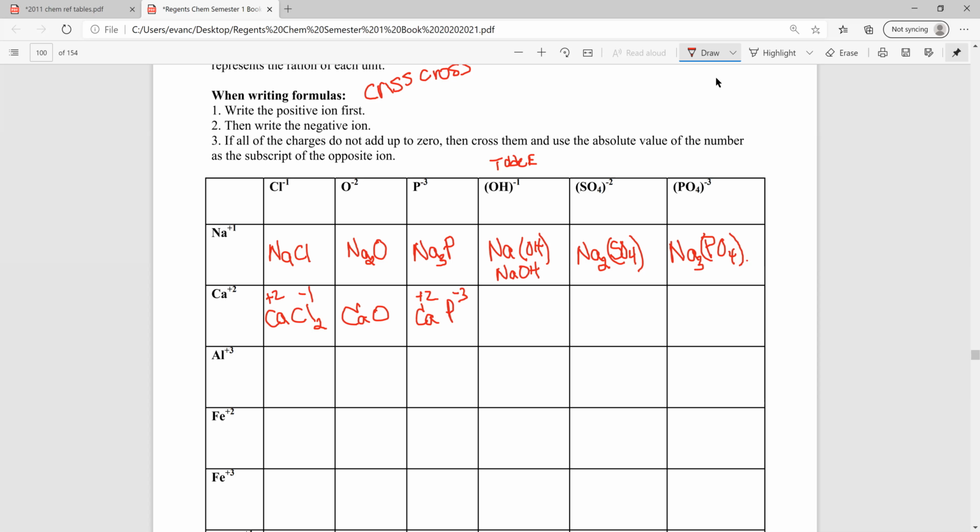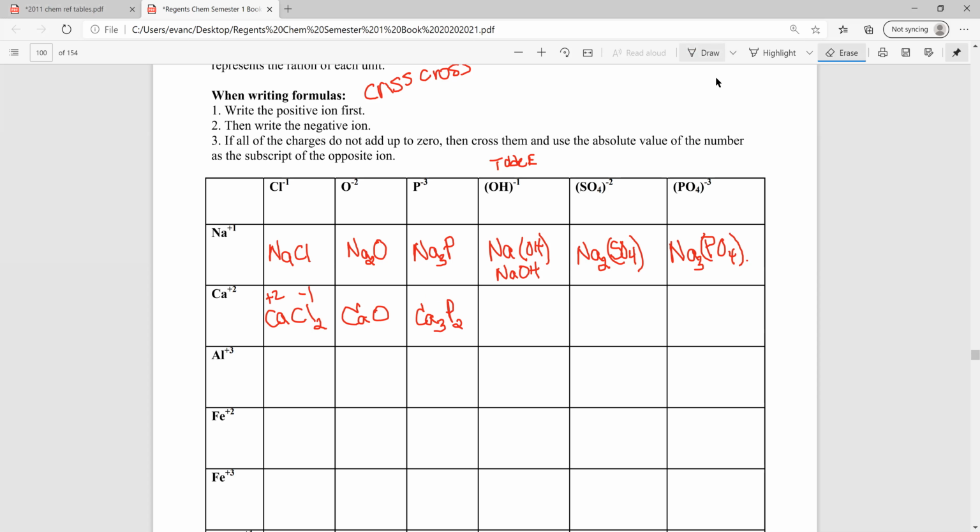So when I crisscross, I'm going to make 2 my subscript on the phosphorus. I'm going to make the 3 the subscript on the calcium. So now my charges are balanced with a positive 6 total and a negative 6, which sums up to 0. And again, when you write the formulas, you have better space.